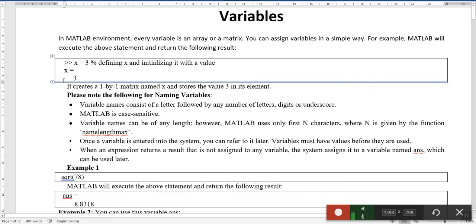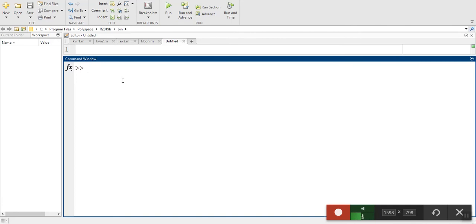I will show you in the software. Suppose you assign x equals 3. So, we assign the number, integer or float, whatever it may be, no problem, no need to declare the type of the variable. Just simply assign the value, and you will get the value. Suppose you write a semicolon at the end, then what happened? It executed, but there is no output display. If you want the output, simply type x.